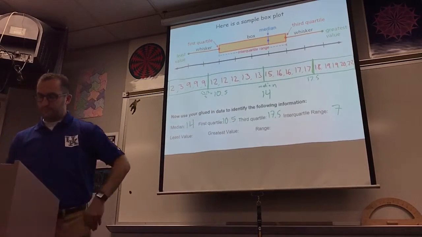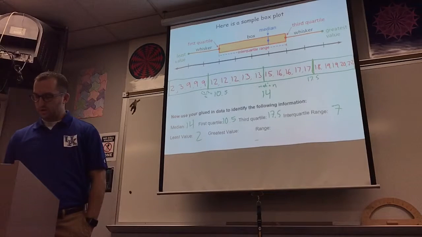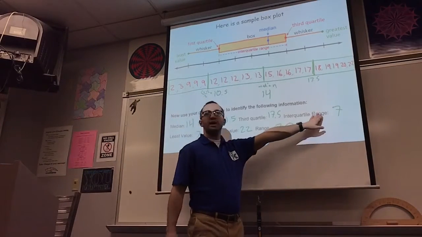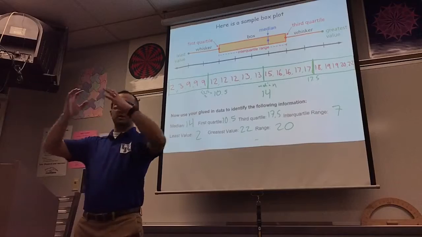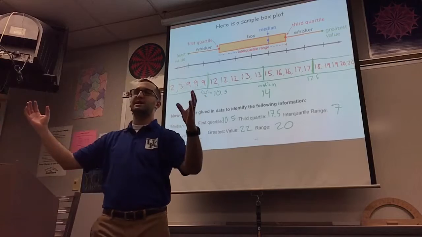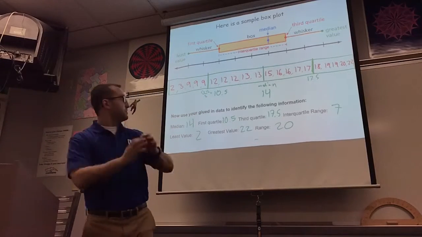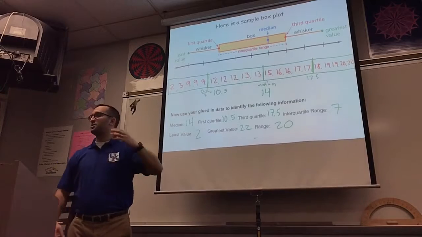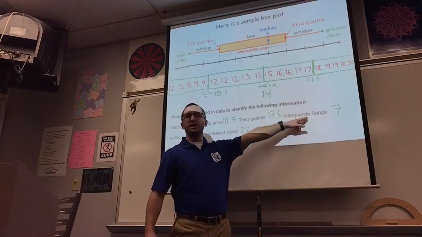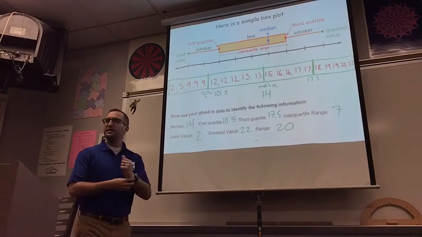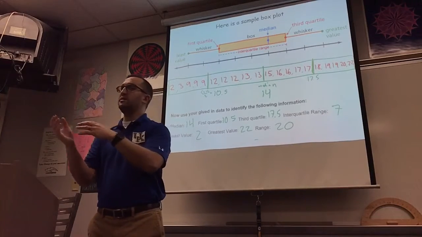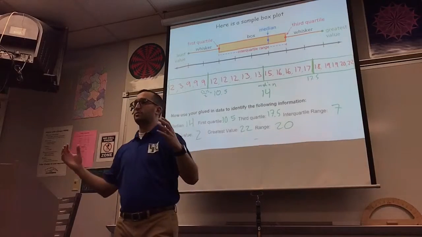What's the least value? 2. The greatest value? 22. And the range? 20. These 2 values, interquartile range and range, are measurements of what? Do you guys remember what it's called? Measurements of spread. How spread out is the data? How compressed is the data? A median is a measurement of center. Everybody say measure of center. So what we're going to look at today is how the interquartile range is related to the median. Just like how last class we talked about how the MAD was related to the mean. Today, we'll use the interquartile range to measure spread when we talk about the median.